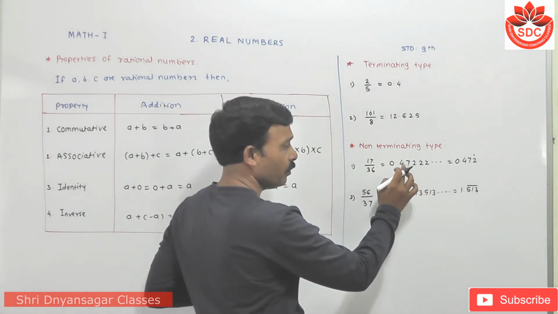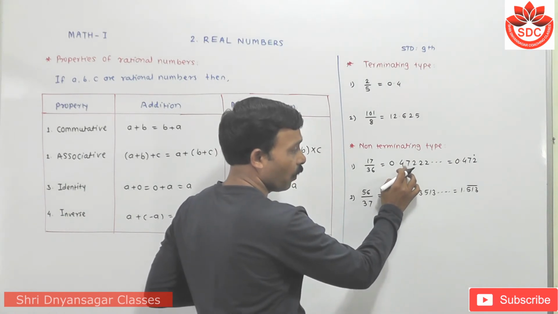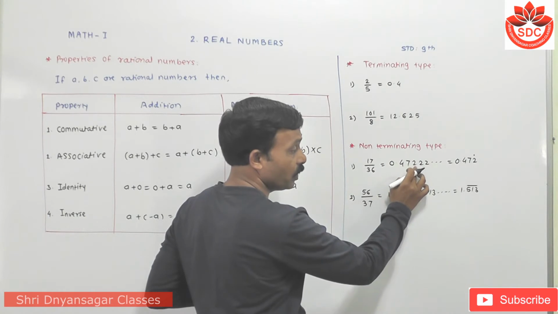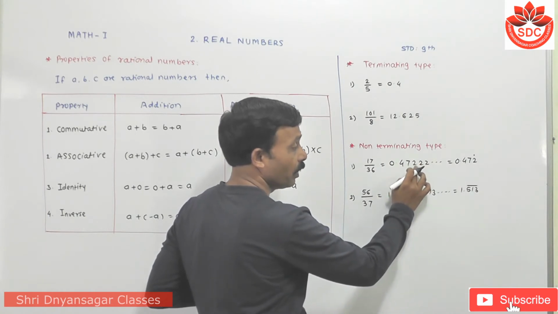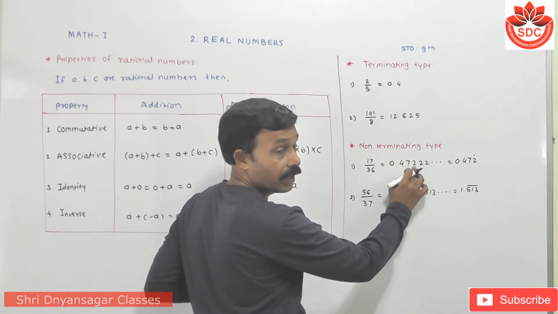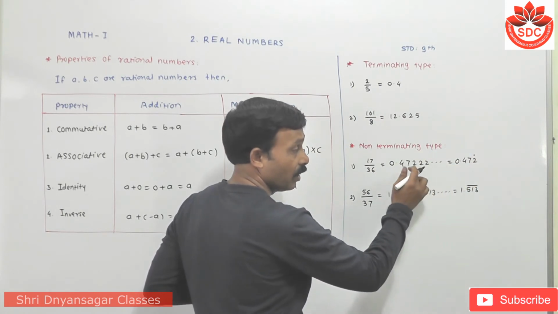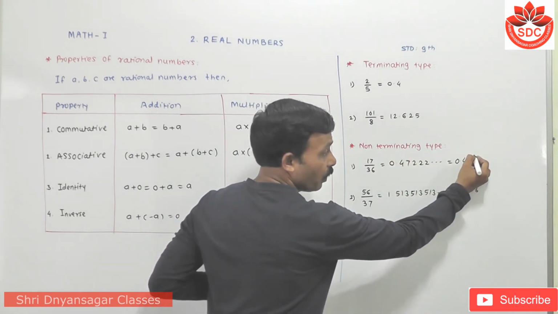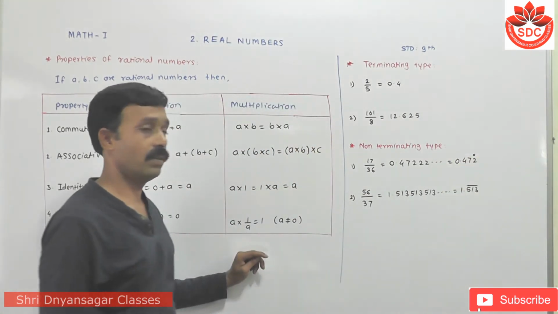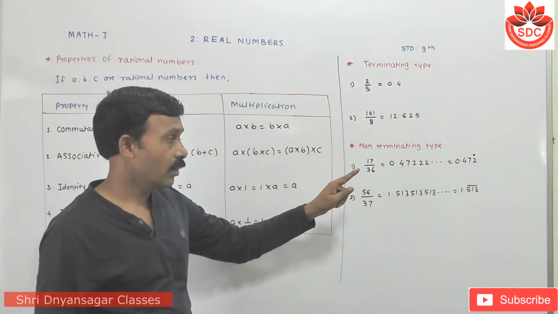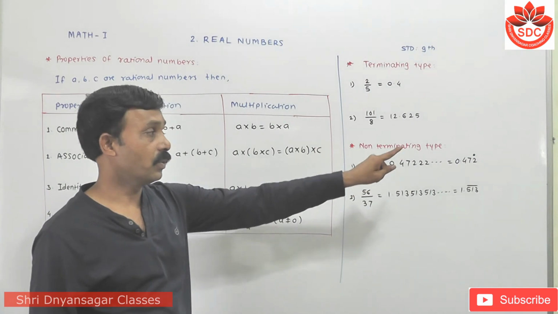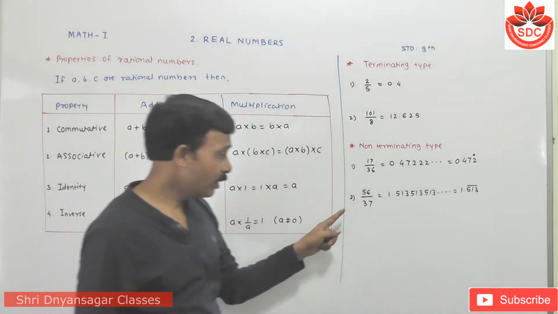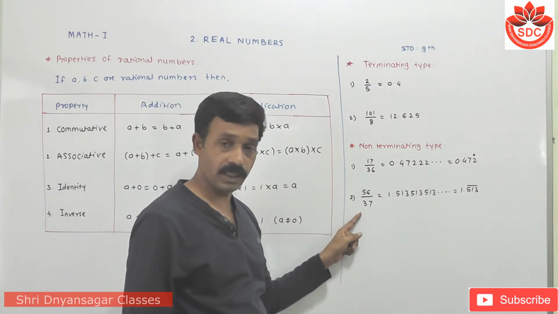Look carefully at this number. After the decimal point, 0.47, this 2 comes many times. So here 2 is the recurring number. Recurring means the number comes again and again. If one number is recurring, you have to use only a dot. Meaning 0.472 recurring. And the second one is 56/36.